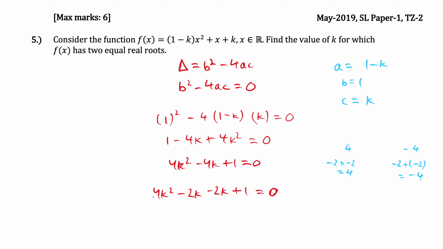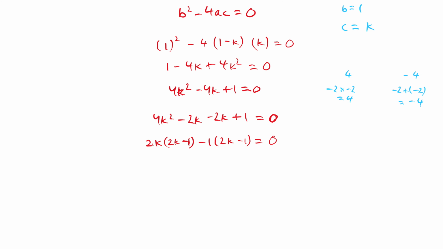Now from the first two terms, I'm going to factorize 2k. So inside the bracket we will have 2k minus 1. And from the last two terms, I'm going to factorize negative 1. So inside the bracket we will have 2k minus 1, and this is equal to 0. So now I can take 2k minus 1 common from both these expressions. So this will be (2k minus 1) times (2k minus 1) equal to 0, which is (2k minus 1) whole squared is equal to 0.